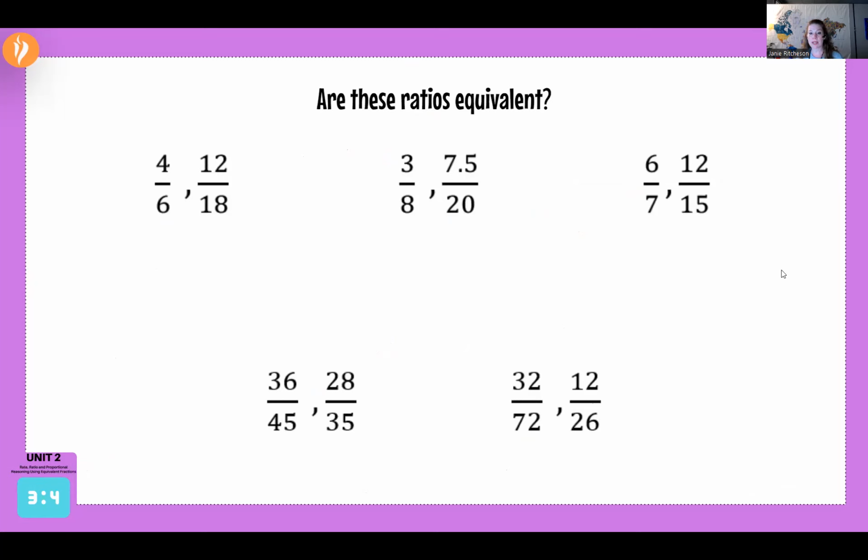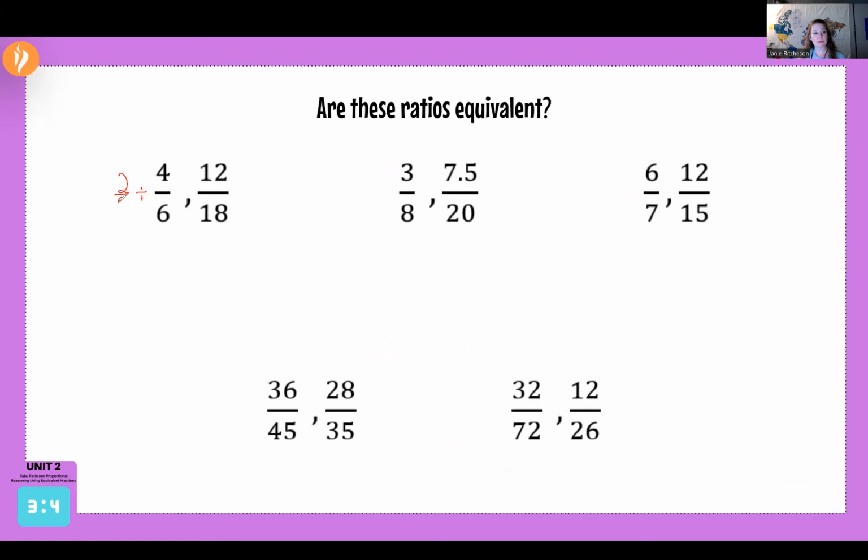Well, there's 2 different ways to do this. One way is to simplify both ratios down to the simplest form and see if they match. For example, if I divide 4 and 6 both by 2, I get 2 to 3. And then if I divide 12 and 18 by 6, I also get 2 to 3. So are these equivalent? Yes, they are, because I can simplify them all the way down.